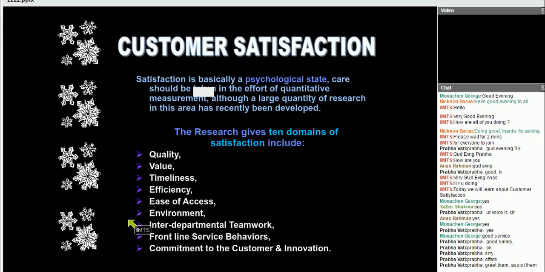This is the third domain or third parameter. Fourth is efficiency. What do we mean by efficiency?